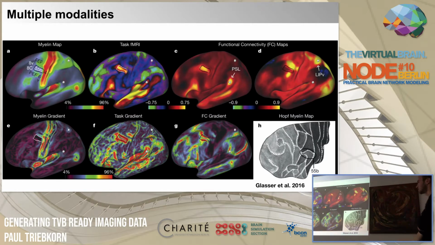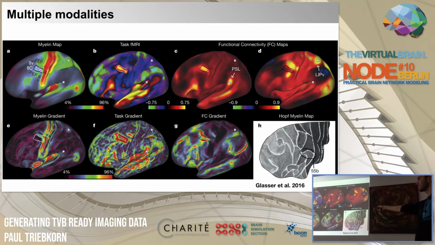But actually, to further increase accuracy, the Human Connectome Project takes many modalities into account to delineate the regions. Part A here is the myelin map we just saw, with some regions identified on it, region 55B, and the region boundary in dark around it.